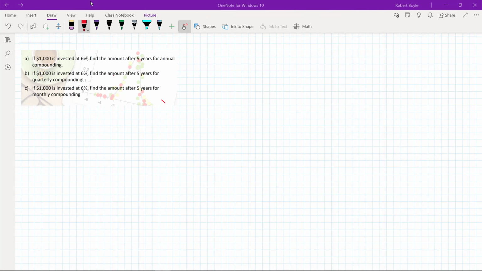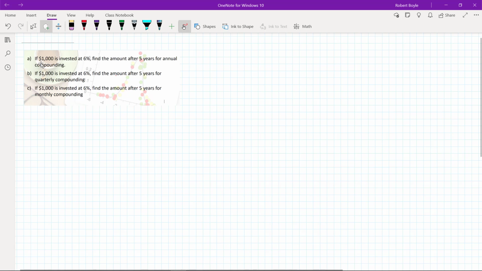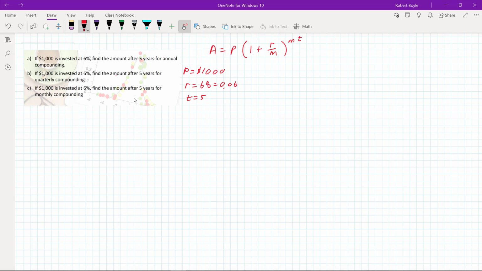Okay, so here we are, and for our first problem, we are investing $1,000 at 6%, and we want to know how much we're going to have after 5 years if we compound annually. And for all of these, we are going to use the exact same equation. That is going to be that A is equal to P times 1 plus R divided by M raised to the MT power. Now for all these cases, P is equal to $1,000. R is equal to 6%, which as a decimal is 0.06. T will always be 5 years, so T is 5. And since we're compounding annually, M is equal to 1.